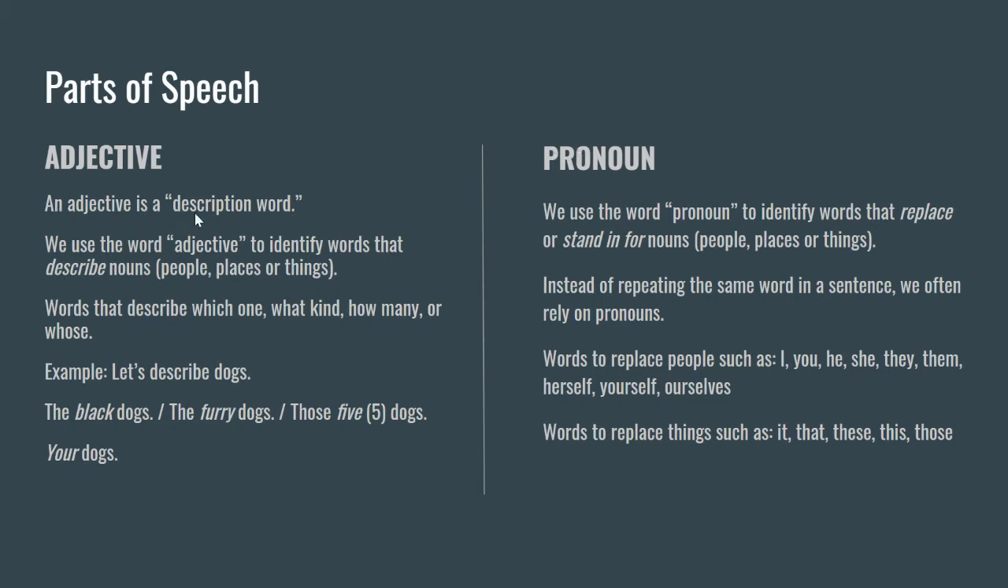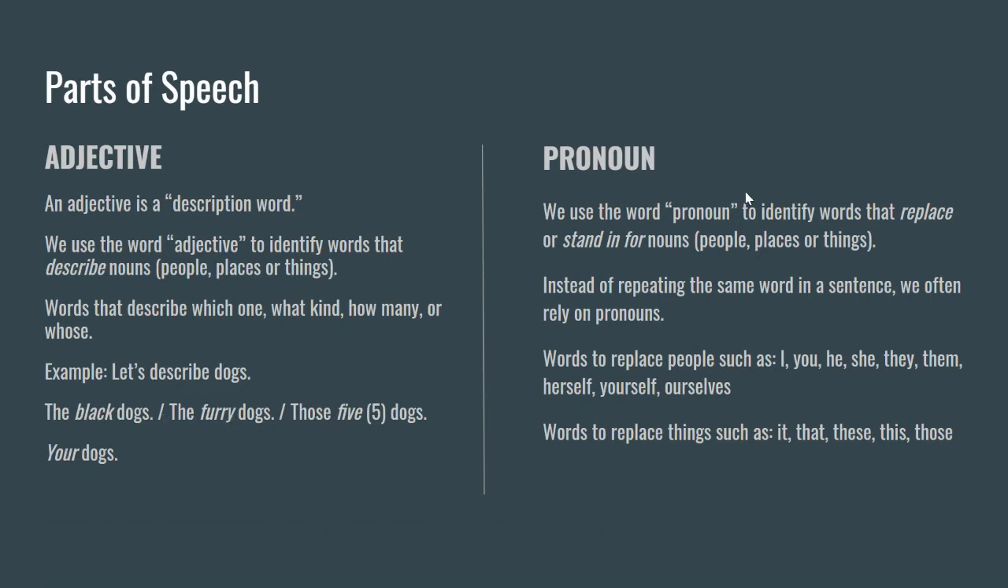So an adjective is a description word. It adds information to a noun. So we use the word adjective to identify words that describe nouns. They're words that describe people, places, or things. They describe which one, what kind, how many, or whose. So for an example, let's describe dogs. The black dogs, the furry dogs, those 5 dogs, your dogs. You'll see I've used italics to emphasize the word that is the adjective. Black dogs, furry dogs, those 5 dogs, your dogs.